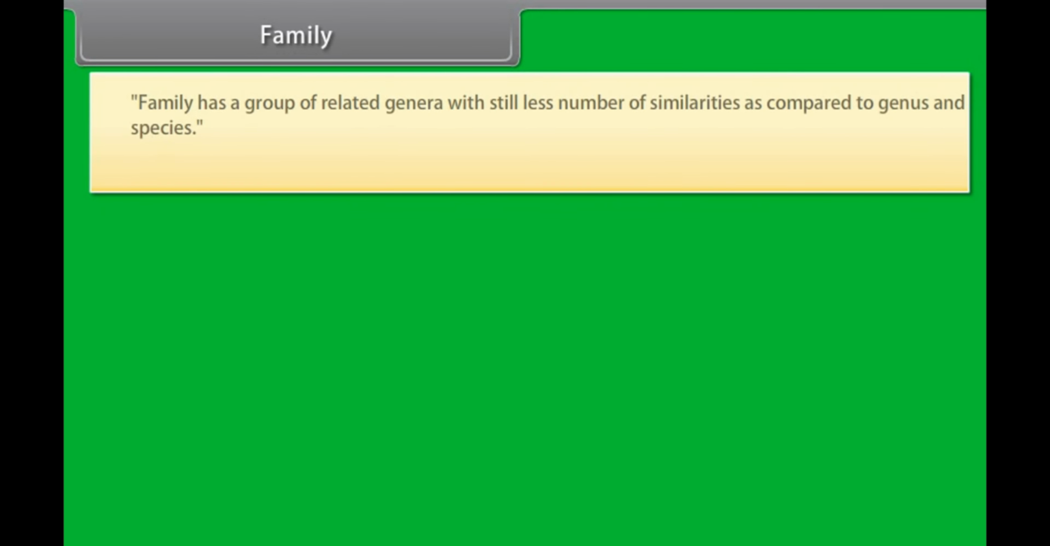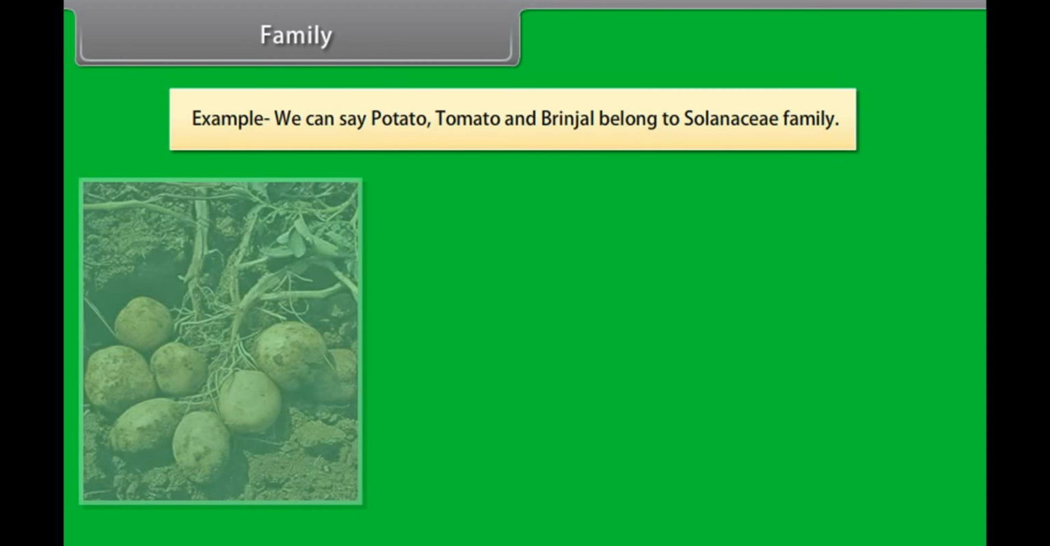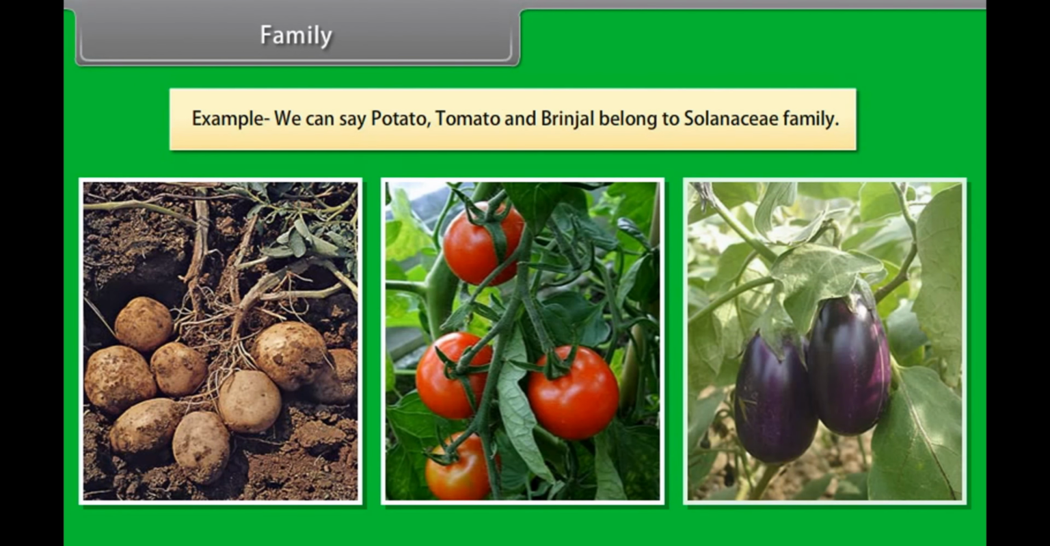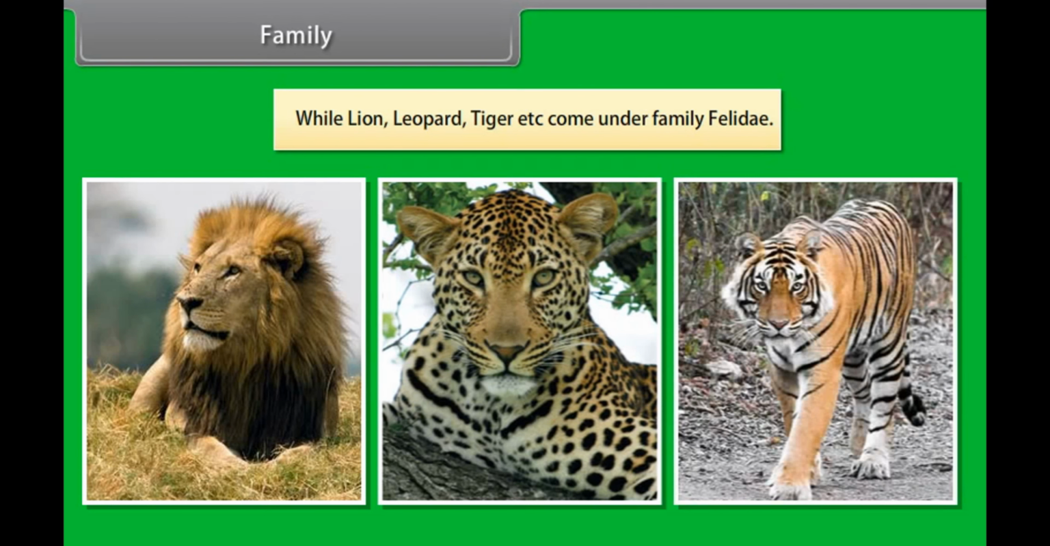Family. Family has a group of related genera with still fewer similarities as compared to genus and species. The term family comes from Latin familia, which means familial. Example: we can say potato, tomato, and brinjal belong to Solanaceae family, while lion, leopard, tiger, etc. come under family Felidae.